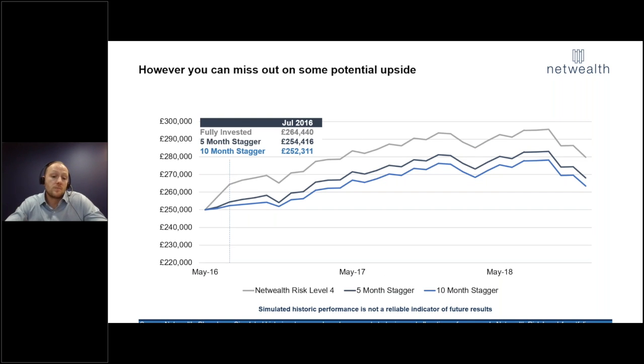So here we look at an alternative scenario, which is the opposite. Again, investing £250,000, somebody staggering over 5 months, somebody staggering over 10 months.